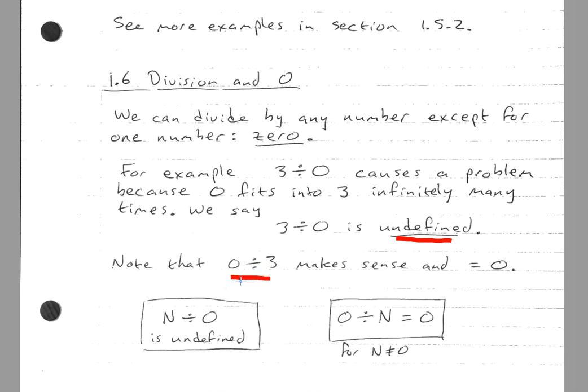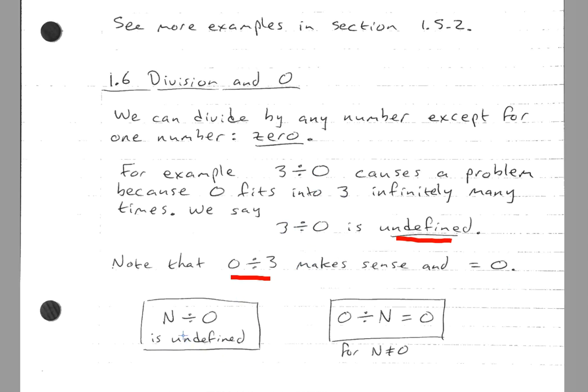If I switch the two numbers though, how about 0 divided by 3, just to try and confuse you? This does make sense. How many times does 3 fit into 0? It doesn't fit at all, or it fits in 0 times. So you can think about these in terms of the second number fitting into the first number.